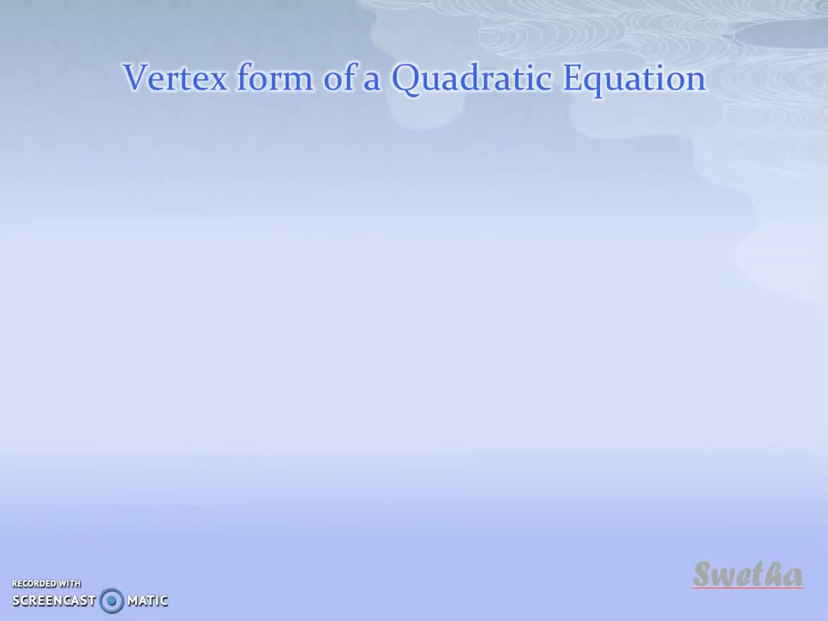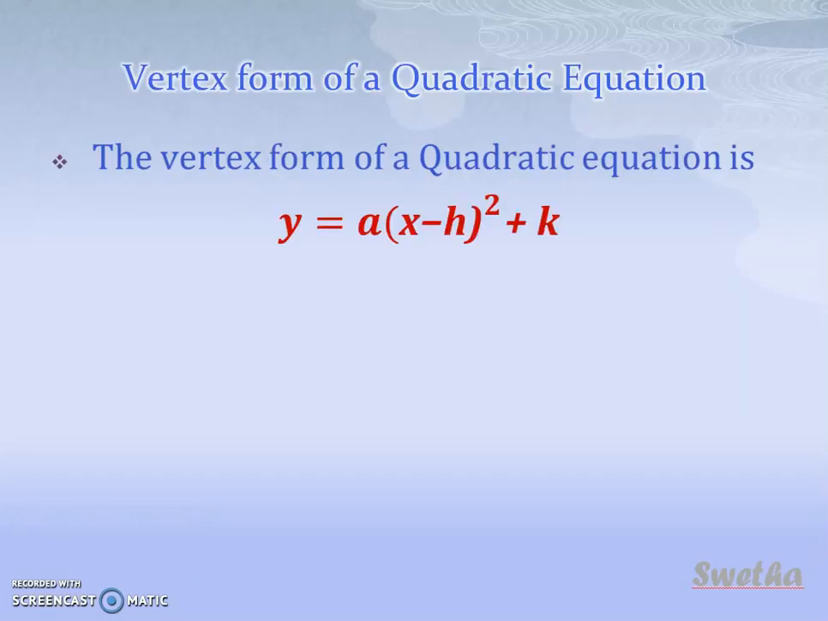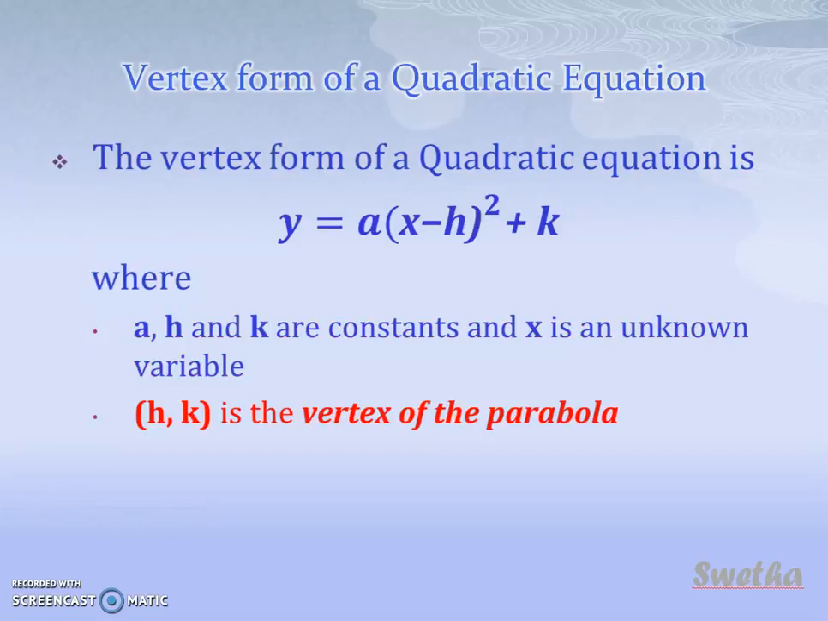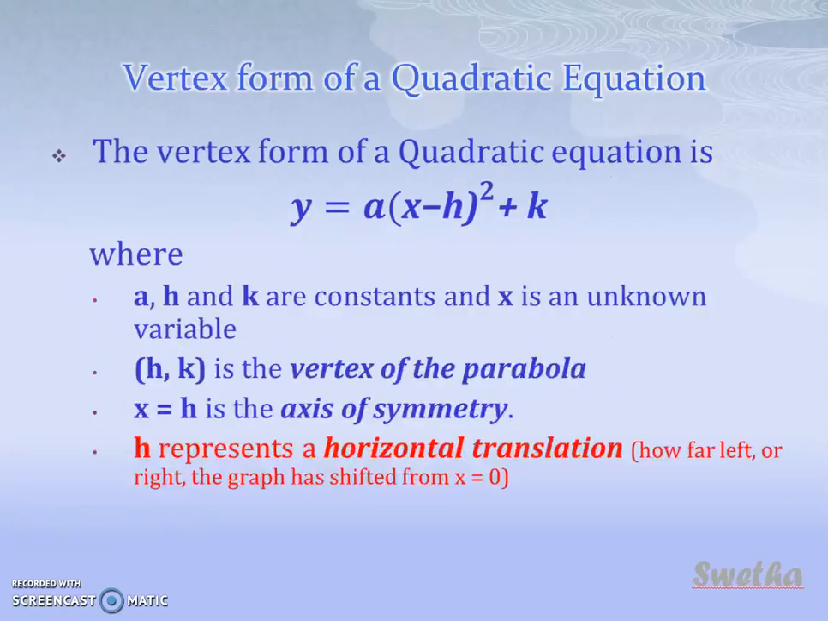Let's talk about the vertex form of a quadratic equation. The vertex form is a times x minus h squared plus k is equal to y. This is when a, h, and k are constants, and x is the unknown variable. (h, k) is the vertex of the parabola. x is equal to h is the axis of symmetry.